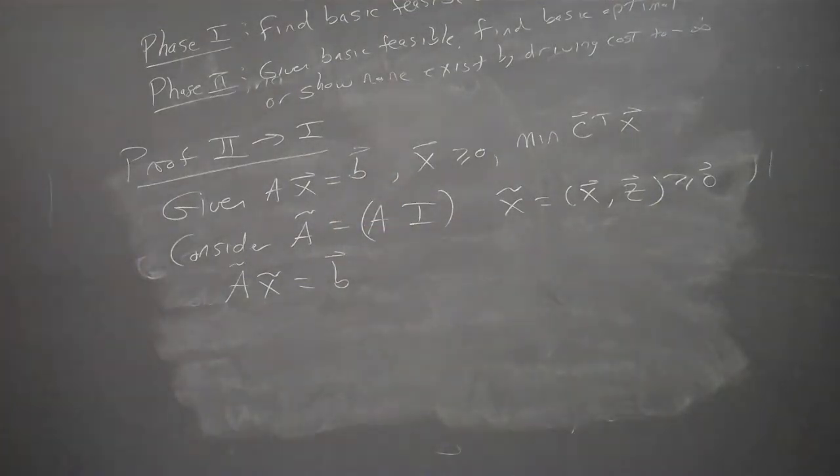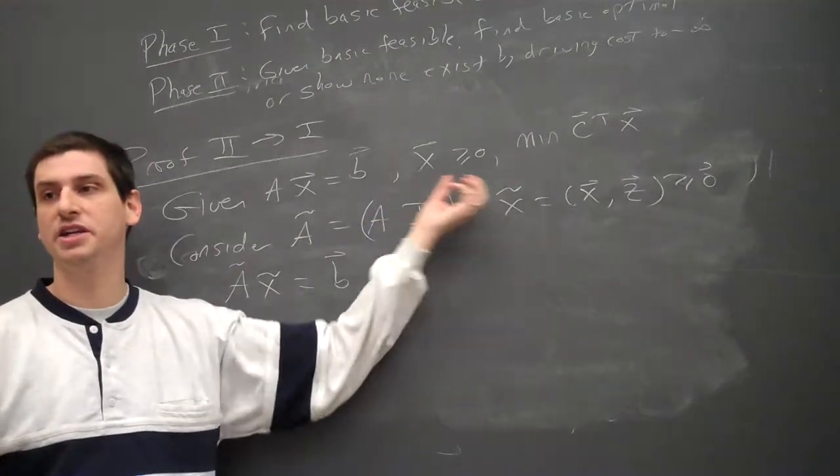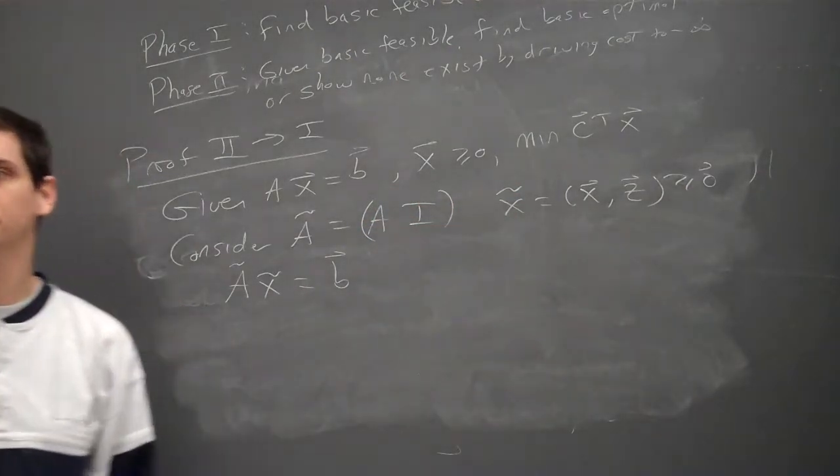Okay? Can anybody give me a solution to A tilde x tilde equals b? So it's A plus I? No, it's just A, and I'm just appending an identity matrix to the right of it.